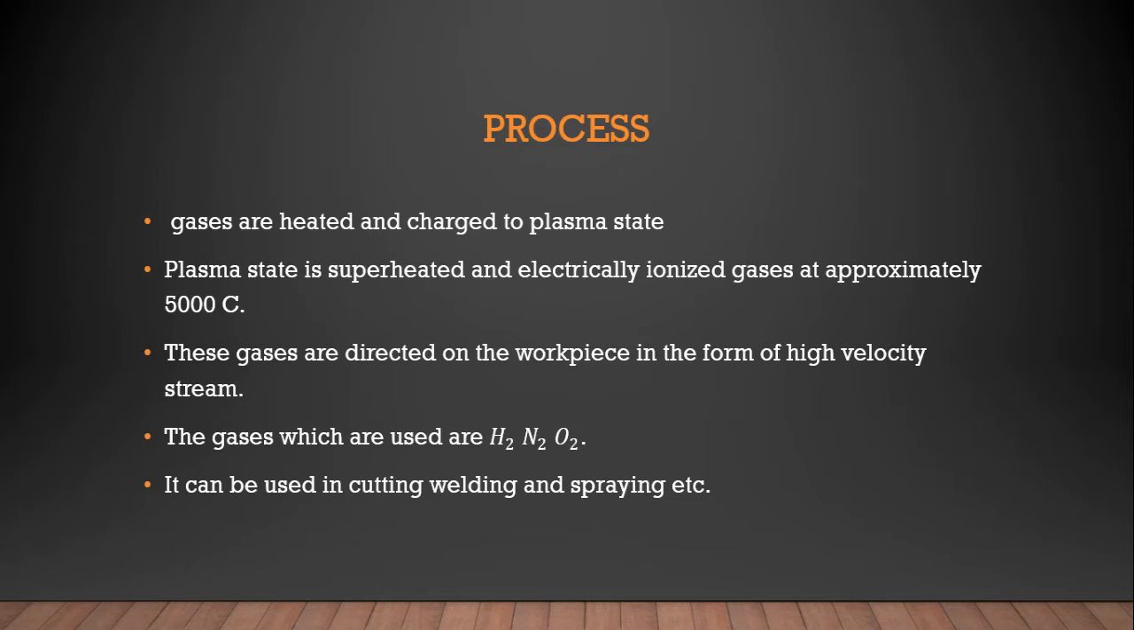Next we have the process. The gases are heated and charged to the plasma state. Plasma state is superheated, which means it is at a very high temperature, and electrically ionized gases at approximately 5,000 degrees Celsius. These gases are directed on the workpiece in the form of a high velocity stream. The gases used in plasma arc machining are hydrogen, nitrogen, and oxygen. Plasma arc can be used in cutting, welding, and spraying and different methods.